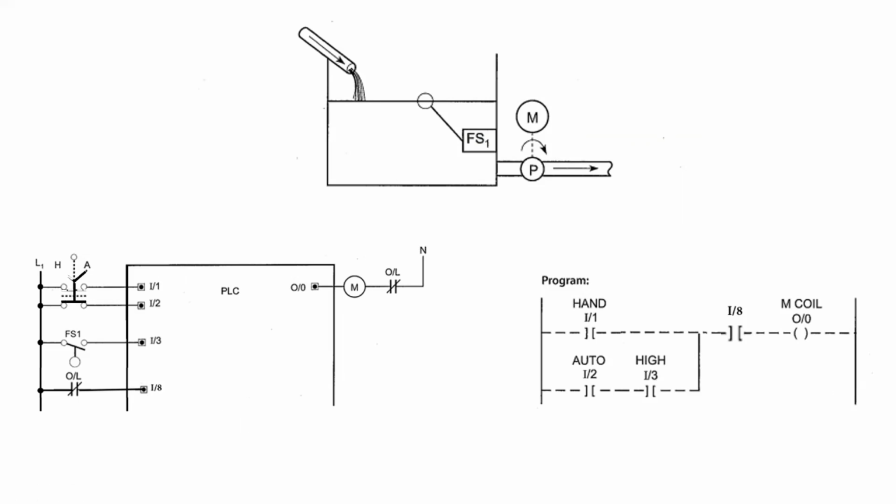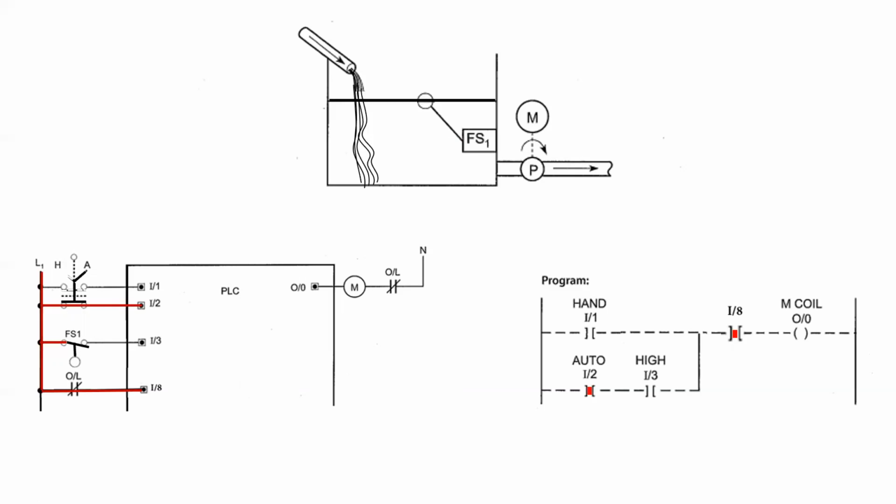We're going to set the hand-off-auto switch to auto and energize the system, at which point we should see that both input 2 and input 8 should go true. Now, as water starts to pour in, we will see that at some point we will reach the threshold level for float switch 1, at which point it will close.